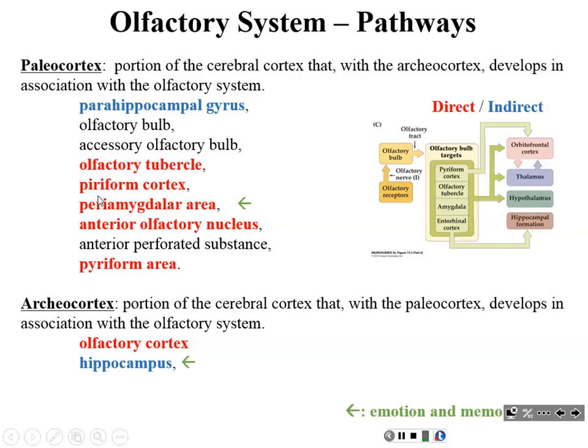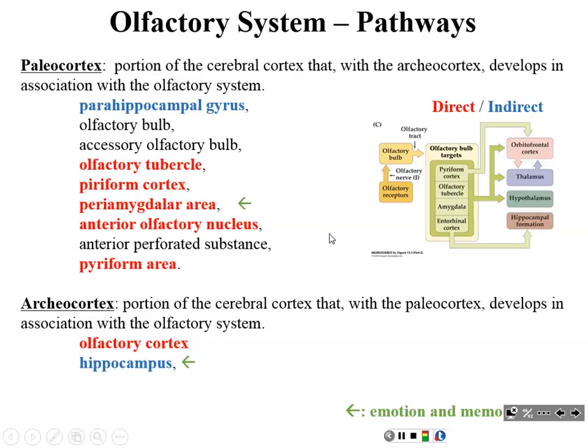Okay? In red, I highlighted the ones that receive direct input from the olfactory bulb, and in blue, the ones that receive indirect input, meaning it's not straight from the olfactory bulb, but from the olfactory bulb targets. And there are two in particular that I want to highlight, the hippocampus and the amygdala. These, as you know, are heavily involved in emotion and memory.